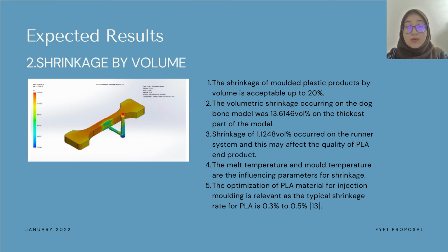The shrinkage of 1.1248 volume percent occurred on the runner system, and this may affect the quality of the PLA end product. It is said that the melt temperature and mold temperature are the two influencing parameters for shrinkage. However, the optimization of PLA material for injection molding is still relevant despite the acceptable volumetric shrinkage, because the typical shrinkage rate for PLA is 0.3% to 0.5%.